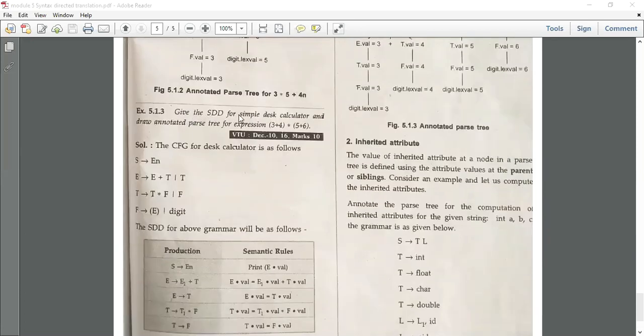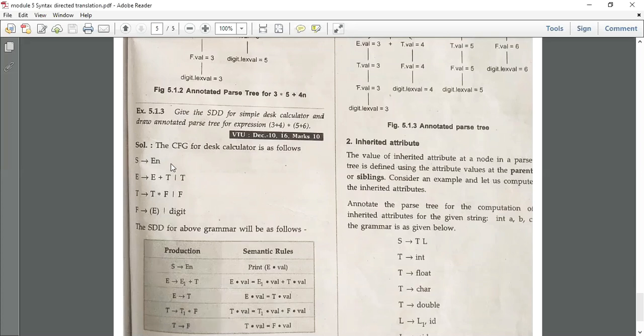Give the SDD for a simple desk calculator and draw the annotated parse tree for the expression. They are asking for 10 marks, 16 marks, very easy to get these 10 marks. Give the SDD for a simple desk calculator. You only need to remember these 4 productions.